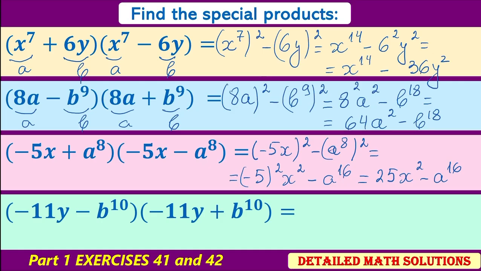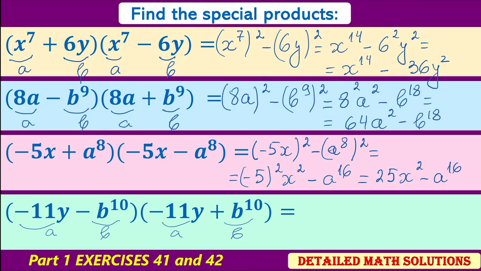Lastly, I'm going to find the special product minus 11y minus b to the 10th power in parentheses multiplied by minus 11y plus b to the 10th power in parentheses. For this exercise, minus 11y will correspond to the a in the formula and b to the 10th power will correspond to the b in the formula.